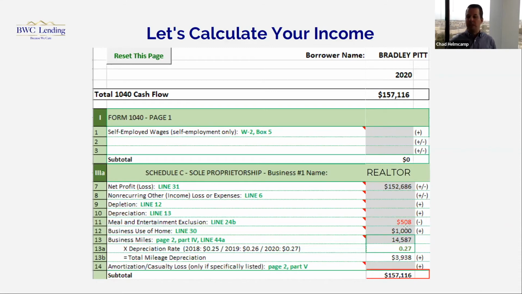So therefore, we have to add back another $508 on the meals because technically he spent that much on meals. You see business use of home, we're able to add that back in because that's another kind of depreciation type of expense. So we're able to add $1,000 back. Business miles, we're able to add quite a bit back at 27 cents a mile. So he had about $3,938 we could add back to his income. So in this scenario, we have Brad Pitt making about $157,000 in taxable income.